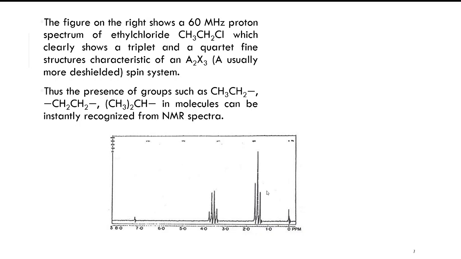Similarly, this is the CH2 cell. It's going to be much deshielded because of the chlorine, which is electronegative, and it's seeing its neighbor, which is CH3. So 3 protons here, 3 plus 1 is 4. So you have the 4 peaks here, the 1, 3, 3, 1 intensity.